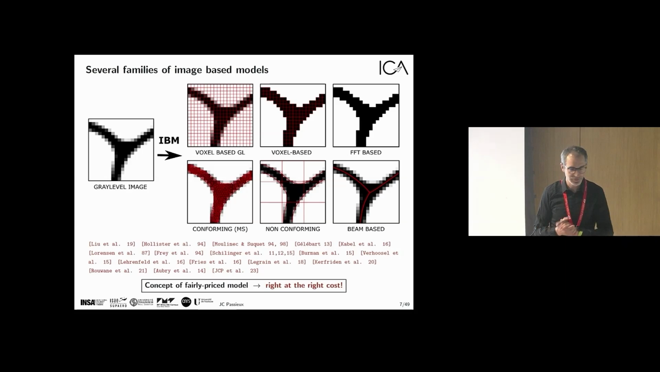There are plenty of words also to describe that. It consists in putting a structured regular mesh that does not conform to the shape of the analysis domain, and then you build a quadrature rule inside the domain only. I will come back to this later.